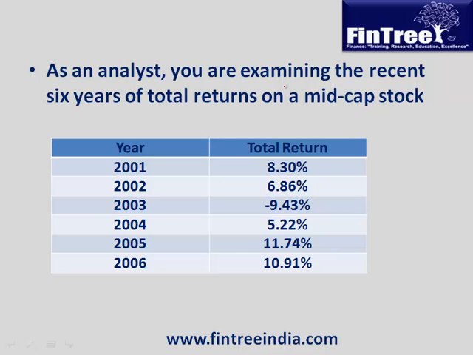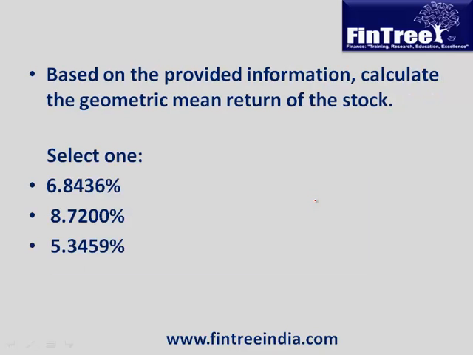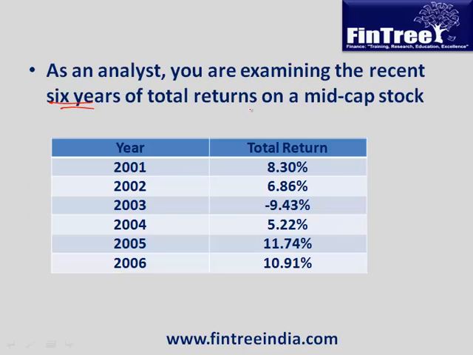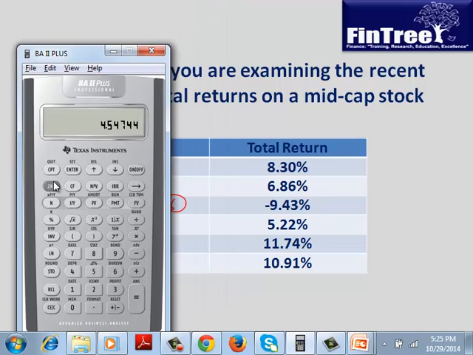As an analyst, you are examining the recent 6 years of total return on mid cap. Calculate the geometric mean return of the data set. Calculate the geometric mean of these values. So we know that geometric mean is multiplication of all of them and taking the appropriate root. In this case 1, 2, 3, 4, 5, 6, sixth root. So I would solve it here parallelly.